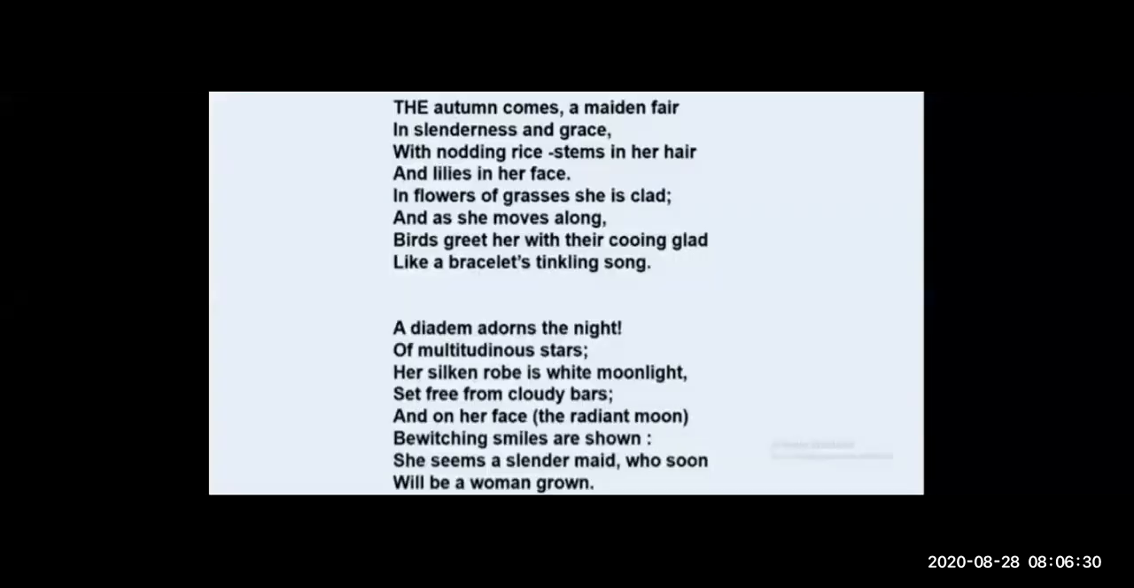See the poem. See, the autumn comes a maiden fair in slenderness and grace. Now, what is meant by a maiden fair? A maiden fair means young, beautiful girl. With nodding rice stems in her hair and lilies in her face. In flowers of grasses she is clad, and as she moves along, birds greet her with cooing glad, like a bracelet tinkling song. A diadem adorns the night of multitudinous stars.